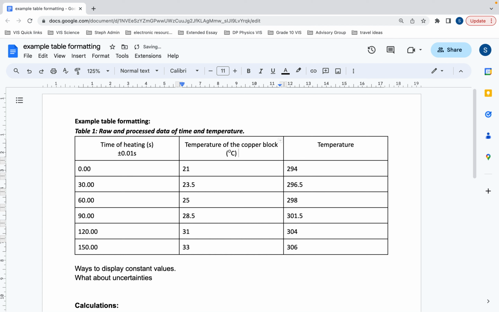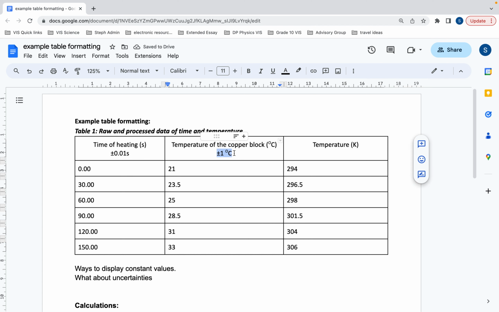And again, the uncertainty for this was our smallest measurement. In this case, we could measure to the nearest Celsius. So I was saying plus or minus 1 degree Celsius. And again, you can either put that next to it or behind, but just wanted to keep those in. And you might want to format just to keep your tables a little bit neater, to keep the uncertainty at the bottom. What I've then put in here is the temperature in Kelvin. So again, temperature of the copper block, and in this case, I'm just going to put Kelvin as my unit. And again, plus or minus 1 Kelvin.